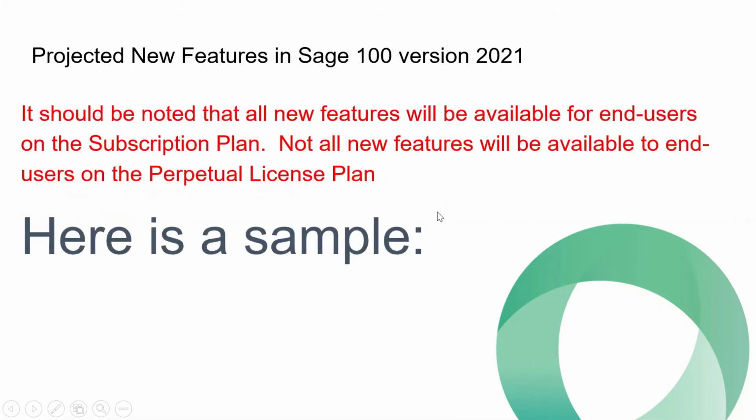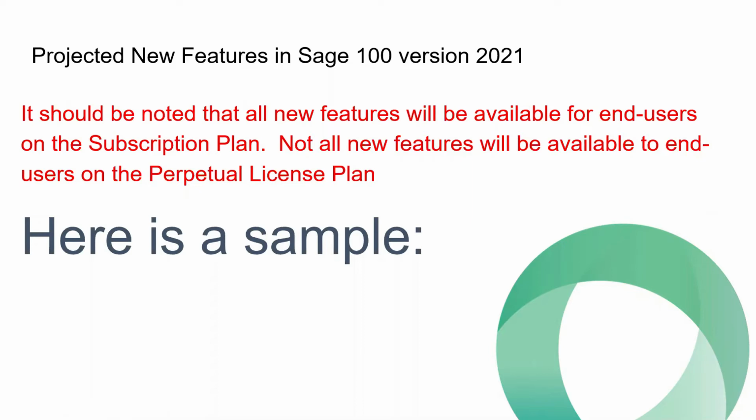So what we're going to do is I'm going to go through and show you some of the new features that are going to be added to Sage. Now, all of the new features are going to be included in the subscription plan. So if you're on subscription versus perpetual license, only some of the features are included in both subscription and perpetual. I believe that 99.9% of all of our clients, if not all of them, are on the subscription plan. But what we're taking a look at now are features that would be included definitely within the subscription plan.